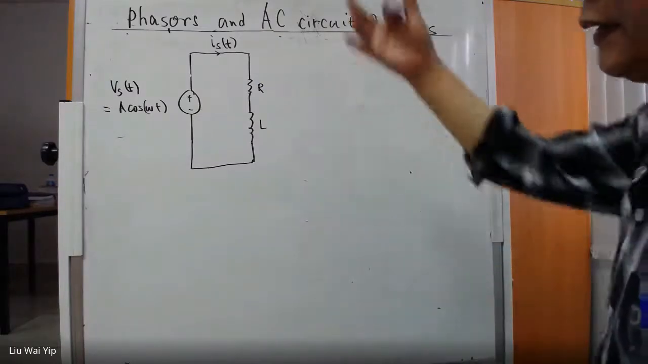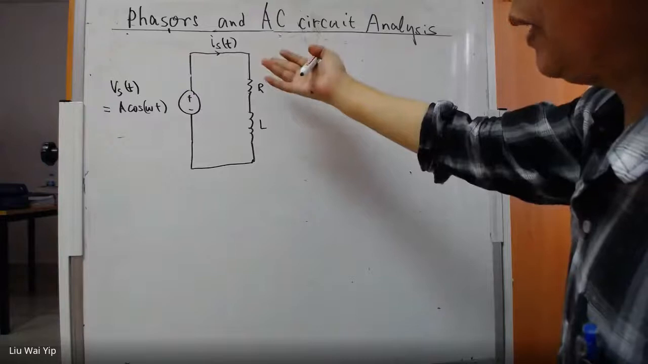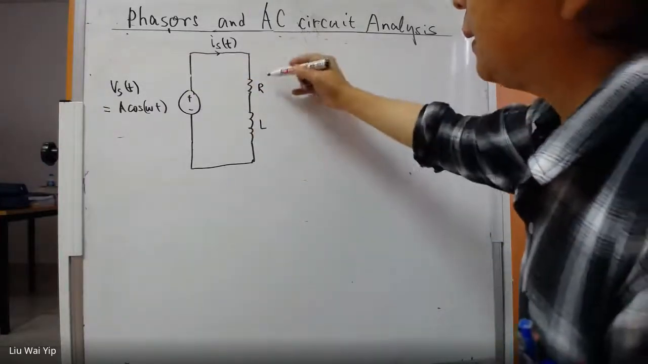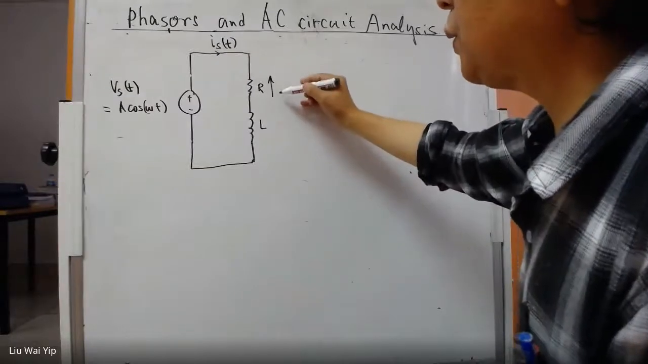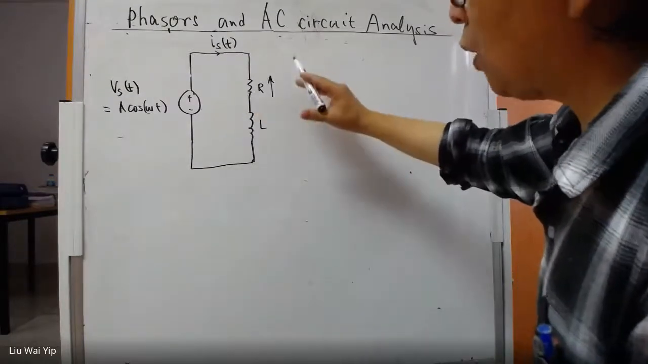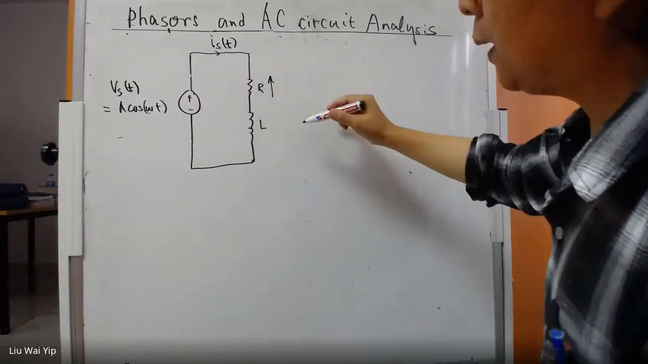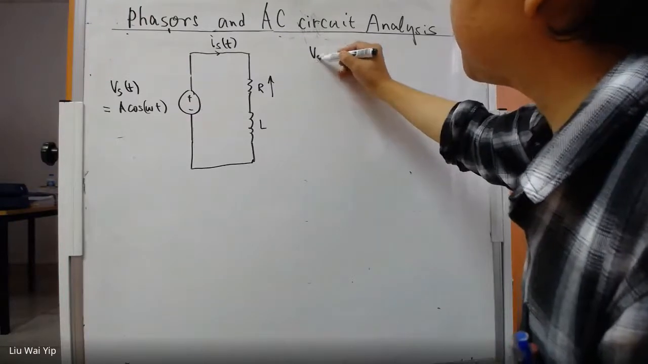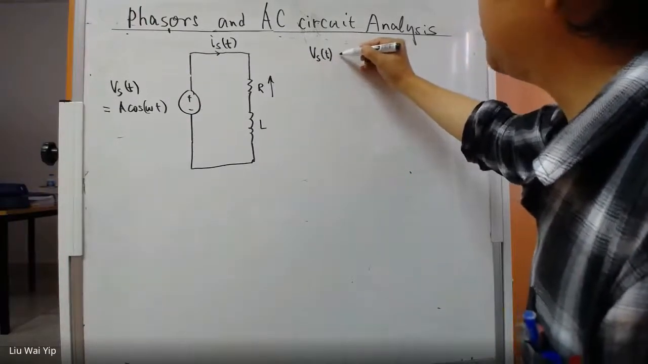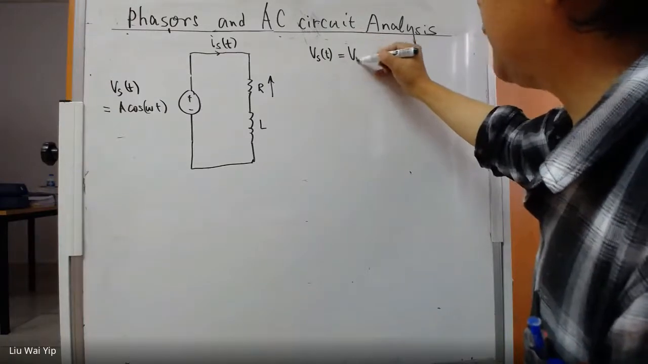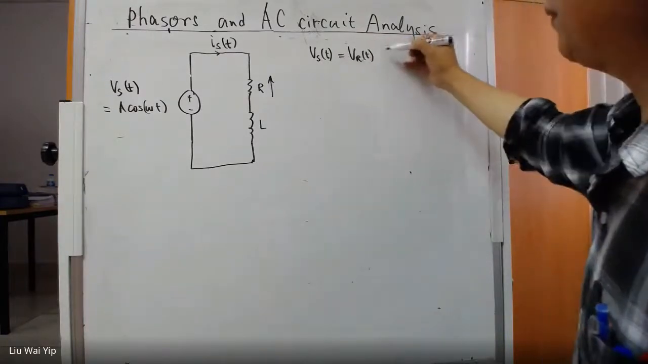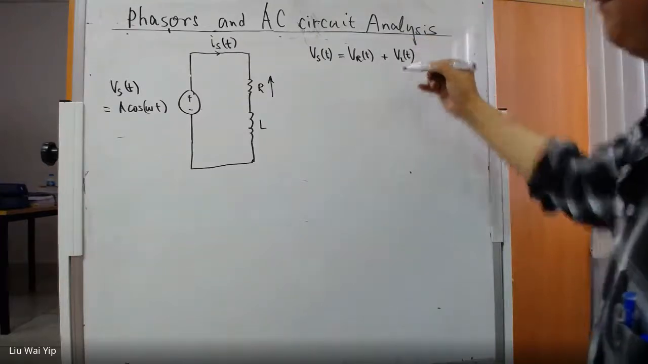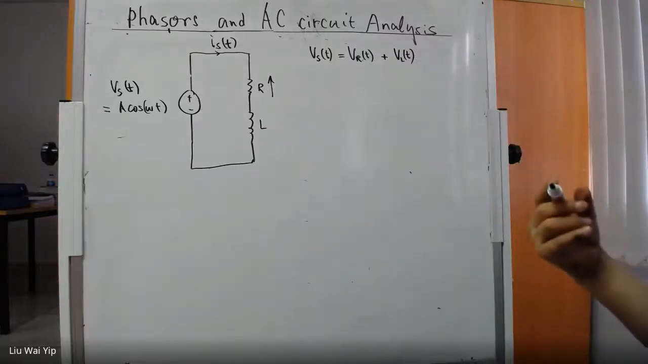It's very clear that if you have a voltage like this, then by Kirchhoff's voltage law around this loop, we should be able to find Vs being equal to Vr, and this is a time domain problem, plus VL of the time domain. This is very normal, right?